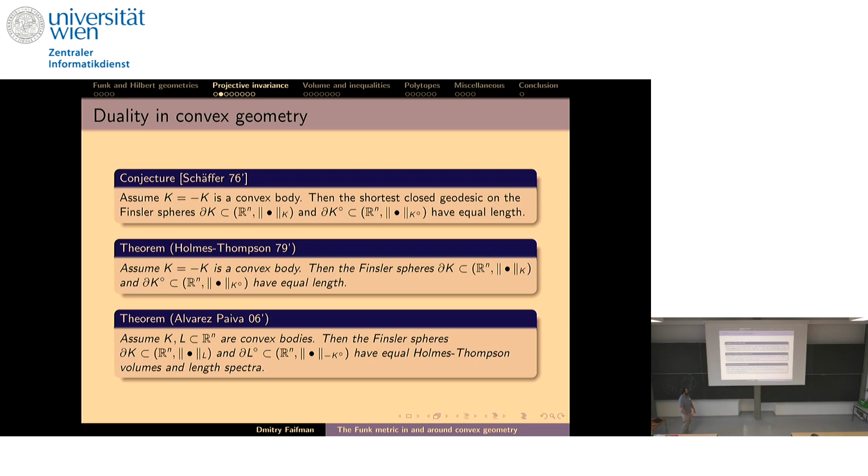Right, and more recently, the conjecture of Schaeffer was resolved. In fact, there's a more general statement. If you have two convex bodies, and one time you consider the boundary of K inside the norm space where L is the unit ball, and the other time you consider the boundary of L polar inside the norm space where minus K polar is the unit ball, then they have the same Holmes-Thompson volume and the same length spectra, which is the collection of lengths of closed geodesics.